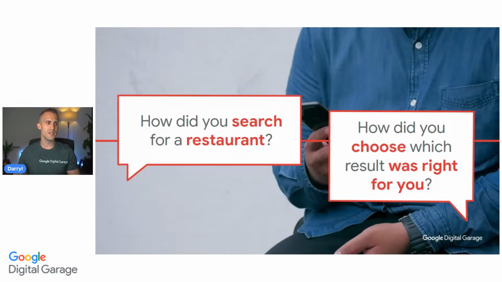Then what I want you to do is think about how you searched for that restaurant, and pop it into the chat and let myself and Rashawn know. Then when you started searching for restaurants, you probably came across a few options. How did you choose which result was good for you? As you are thinking about that, I'm going to give you an example of what I would do. But I want you all to think about what food you're going to go shopping for and how you searched for that restaurant.